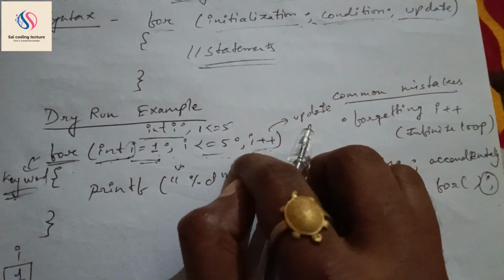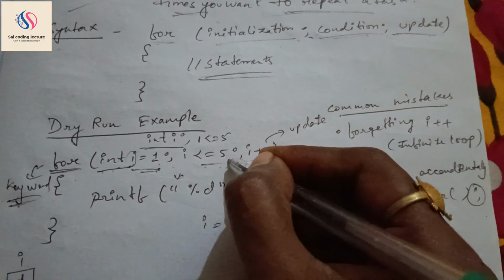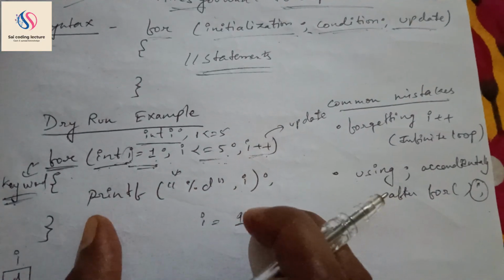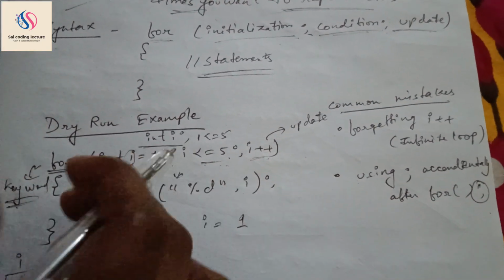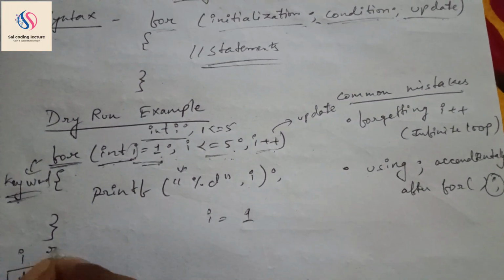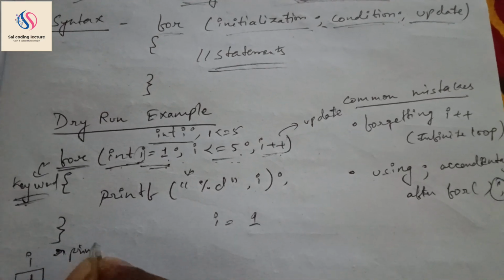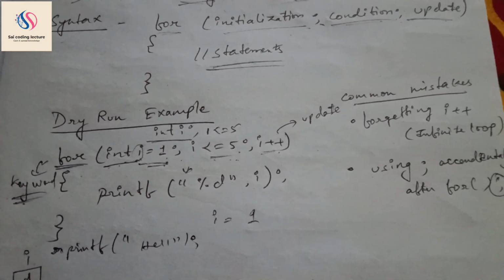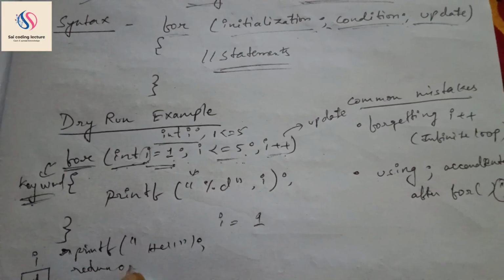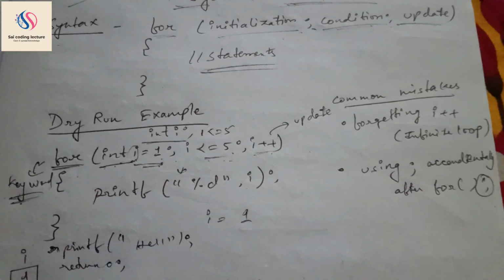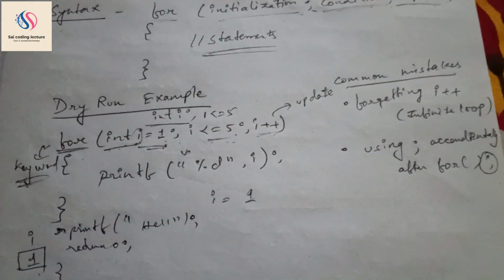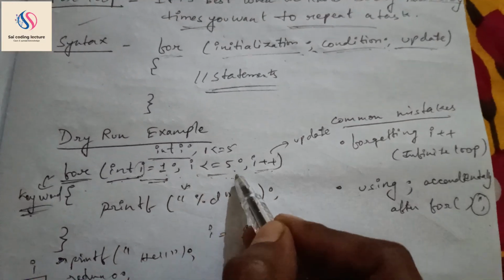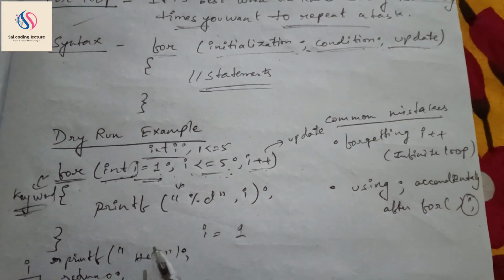What if this condition was false? Suppose this condition was false, then it would not enter into the statement. It would just get out of the loop. If there is some statement outside the loop, then that will get printed. Or if there is return 0, exiting from the program, then it will exit from the program. This kind of thing will happen if this condition is false at the first go.